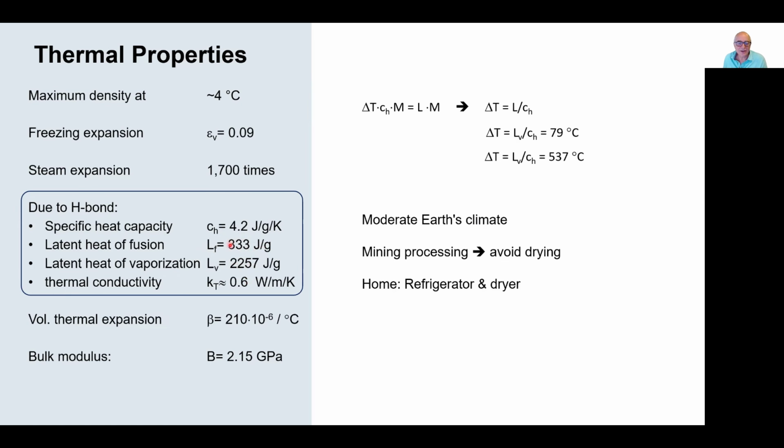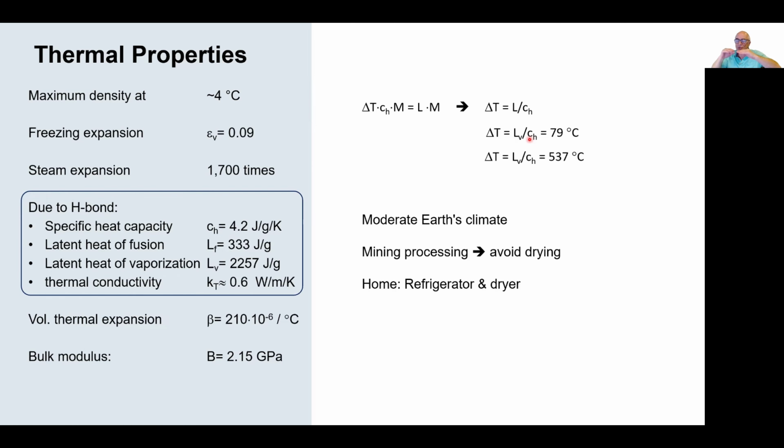Let's compare the energy of melting ice or forming ice, in either direction of the transformation, to the energy to heat water. And so we made that ratio, the heat capacity and the latent heat. And the same energy that is required to heat water from 0 degrees to 79 degrees is the energy that is required just to freeze the water.